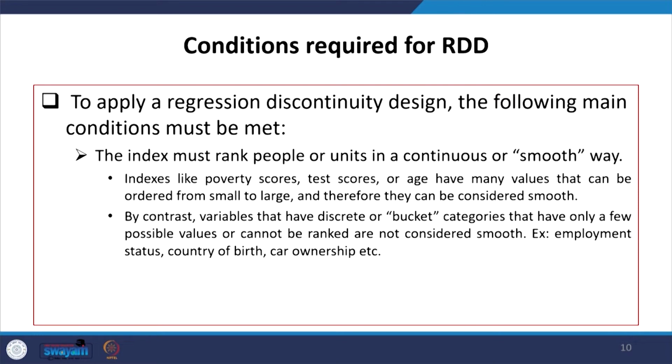There are some conditions required for RDD to be effective or applied. First of all, to apply RDD, the following main conditions must be met. The index must rank people or units in a continuous or smooth way. Indexes like poverty scores, test scores or age have many values that can be ordered from small to large, and therefore they can be considered very smooth. By contrast, variables that have discrete or bucket categories with only a few possible values, or that cannot be ranked, are not considered smooth.